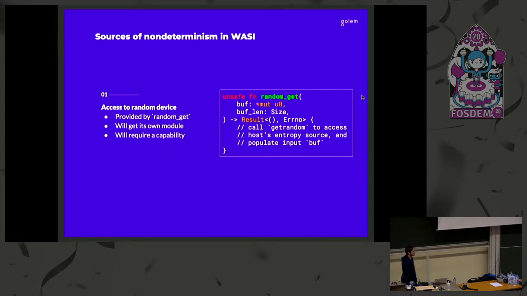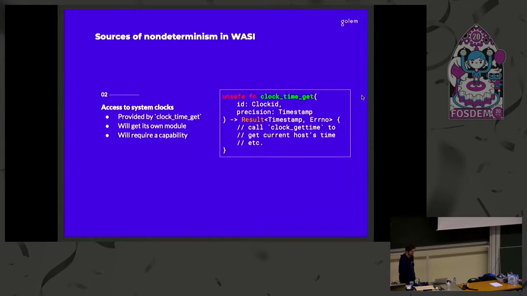The good news is that with the upcoming snapshot, which is in the works now in WASI, this will get its own module, like a WASM module, and will require a capability to be enabled. So by default, it's going to be disabled. This is good, so one less thing to worry about. The other one is system clocks. Same story as with random_get. Currently, it's enabled by default, which is essentially a spec bug, but we were just speccing that out.